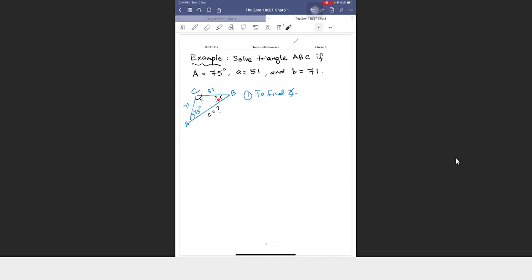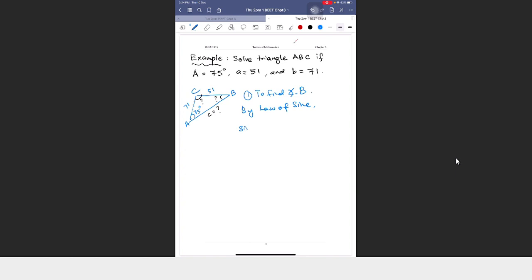Why? Because the opposite side for B is given. You cannot start off by finding C because the opposite side here is not given, so you can't use the law of sine. So the first step here is to find angle B. To find angle B, by using the law of sine, you can establish the law like this.